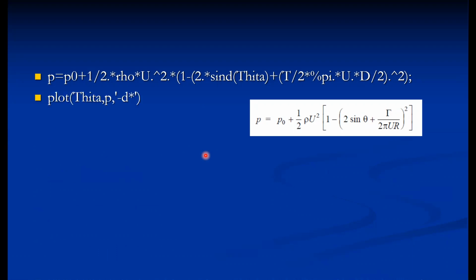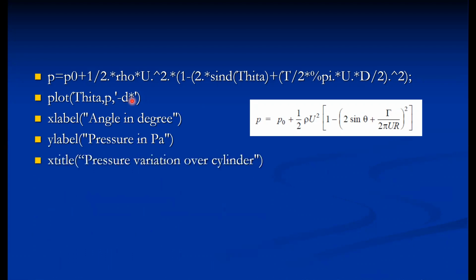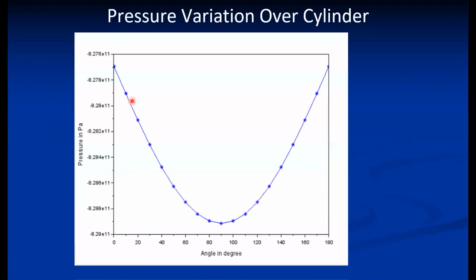Any equation we can write, then we use the plot function. That is theta versus P with a star marker. Then we label the x-axis as angle in degree and the y-axis as pressure in Pascal. And we write the title, a pressure variation for a cylinder. So that's it, this is the program. If you execute this particular program, you'll get the pressure variation across the cylinder. So at the entry, that angle is 0, and it goes up to 180.